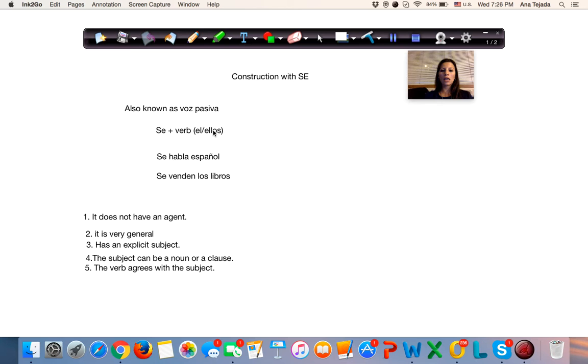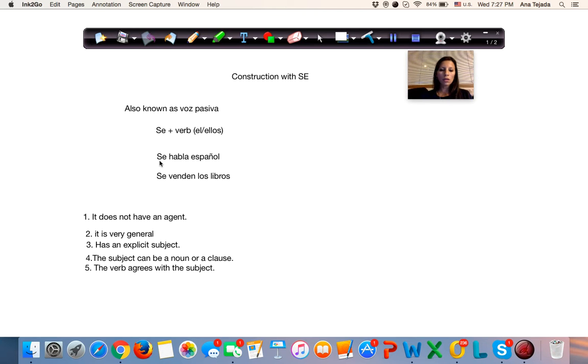Notice that it has él and ellos, meaning that we're only gonna conjugate the verb in two forms. The él, ella, usted, and the ellos, ellas, ustedes. Meaning that we're gonna have both singular and plural. Okay, let's look at our examples.